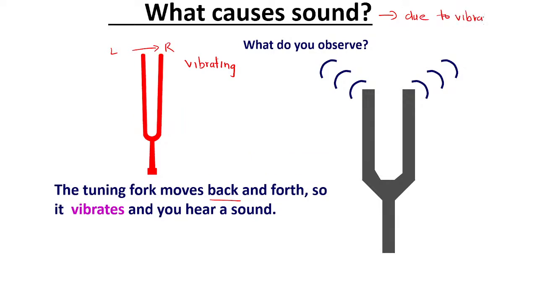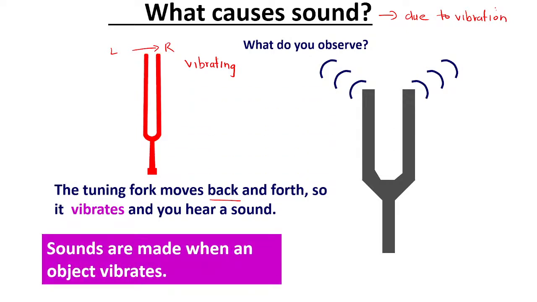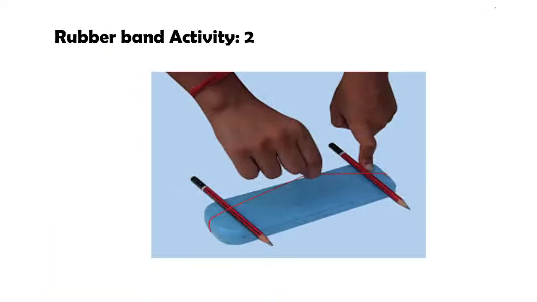So now you know the exact reason of how the sound is produced. You may get a question in the exam: how is the sound produced, or what causes sound? So sound is caused due to vibration. And what is vibration? Vibration is nothing but back and forth movement. Back and forth movement of an object is termed as vibration. So sounds are made when objects vibrate. Whenever any object vibrates, it produces or causes sound.